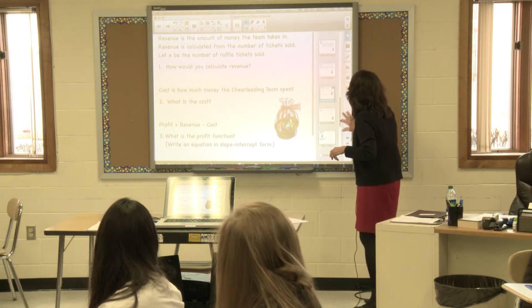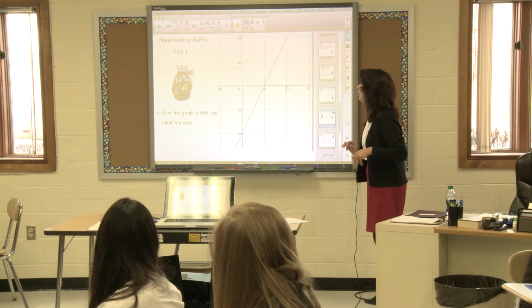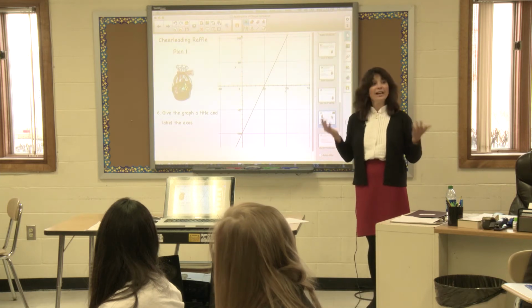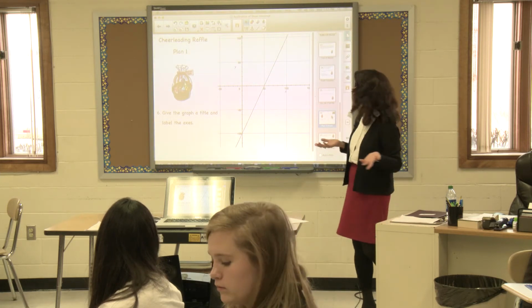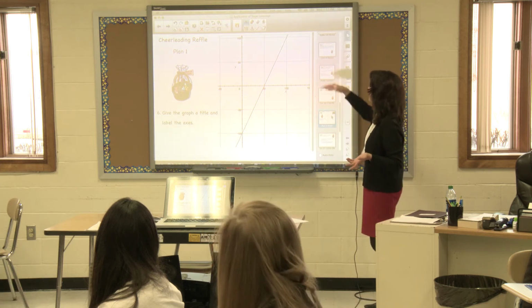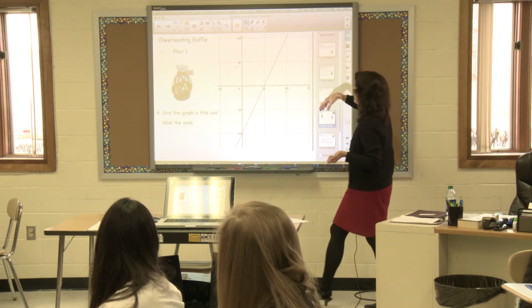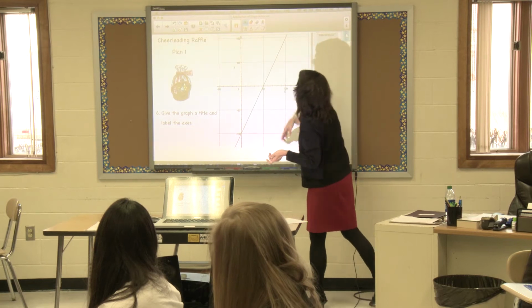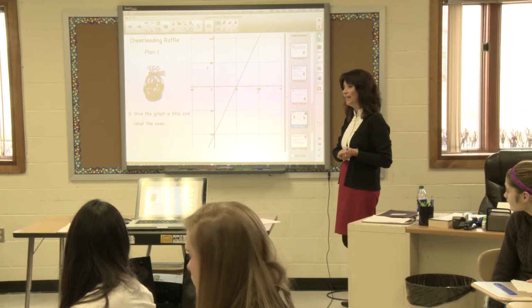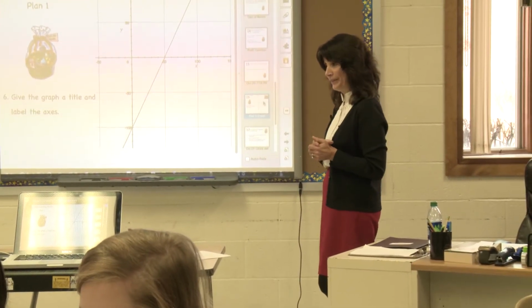But one thing one smart little cheerleader did was she graphed it. She actually graphed this. And what I want you to do is put a title on it, and I want you to label the axes. I want you to label the y-axis, the x-axis, based on that scenario.